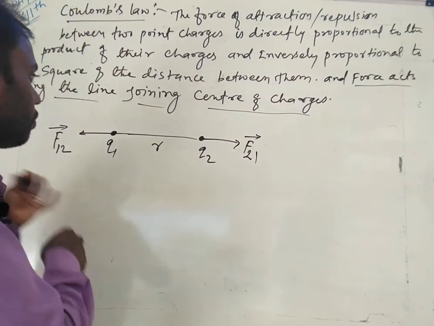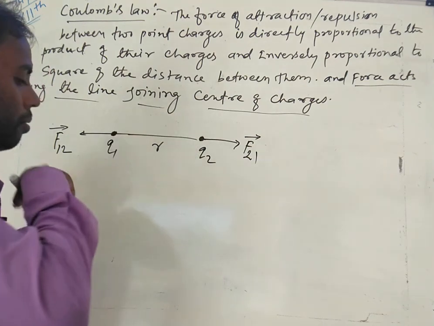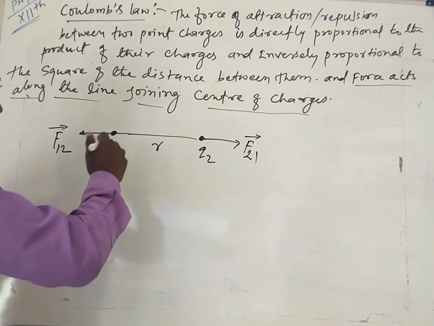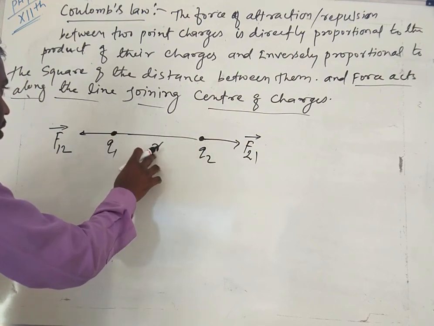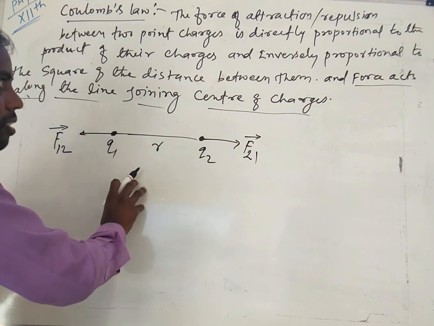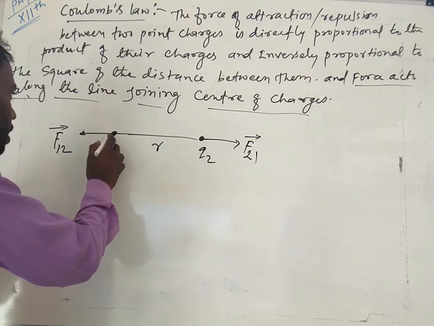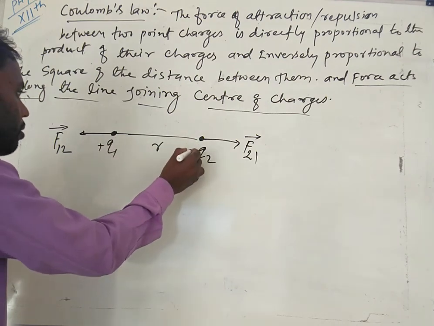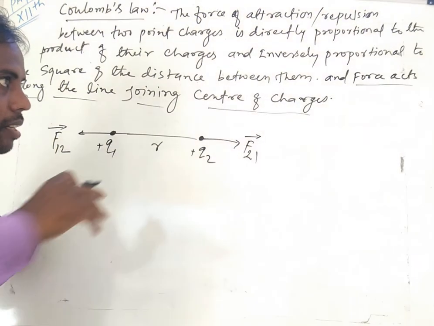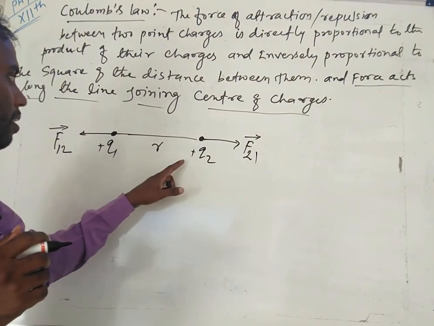Here we have to take two point charges Q1 and Q2. The separation distance between them is r. Force acts along the line joining the centers of the charges. Suppose this is plus Q1 and here also plus Q2 charges. These are like charges.